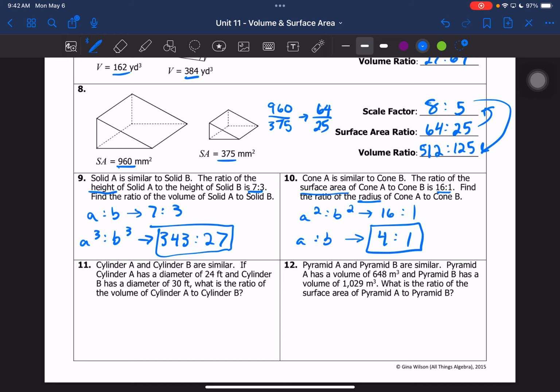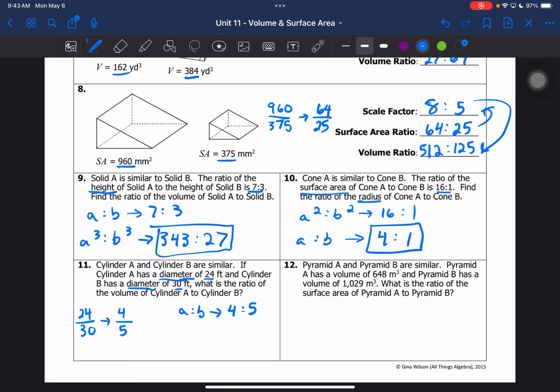Number 11 tells us that two cylinders are similar. Cylinder A has a diameter of 24 feet, and cylinder B has a diameter of 30 feet. So they're not telling us what the ratio is, but we can find that really easily if we know that diameter is a linear measurement. So I'm going to say 24 over 30 and simplify that. So the number 6 goes into both of these. 24 divided by 6 is 4, and 30 divided by 6 is 5. So if we have the ratio of the diameter, that's like our scale factor. So I'm going to say that A to B is 4 to 5.